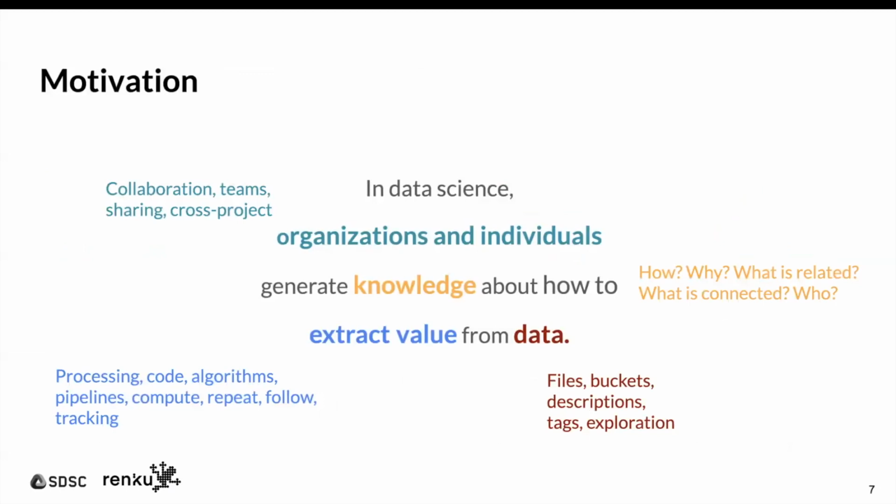So organizations and individuals mean that we allow cross-collaboration in teams, we allow sharing, we allow cross-project. The generation of knowledge tends to answer the how, the why, and what is related, who is related to what is connected. Extracting the value means the organizations create code, algorithms, pipelines, do tracking of their files. And last but not least, the most important thing, the core value is also the data. So there are files, buckets, descriptions, tags, metadata around the work that they are doing.